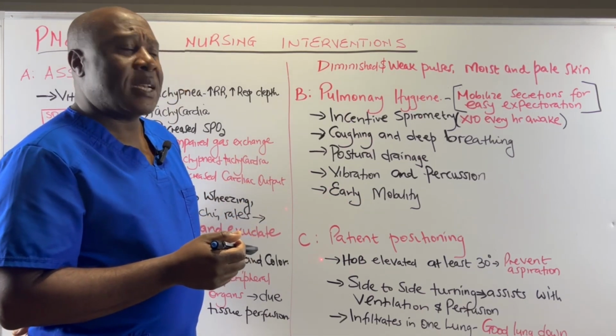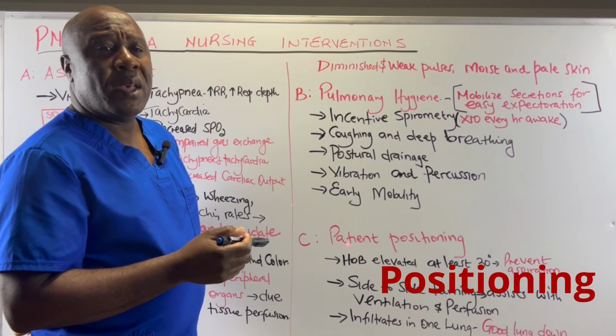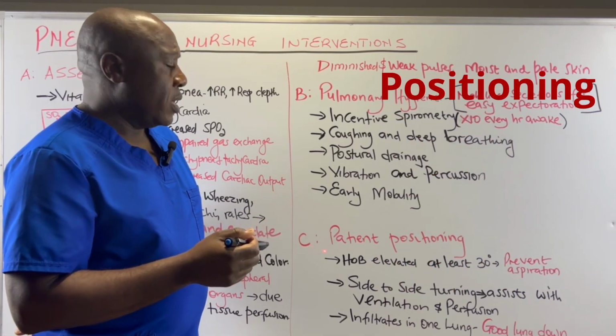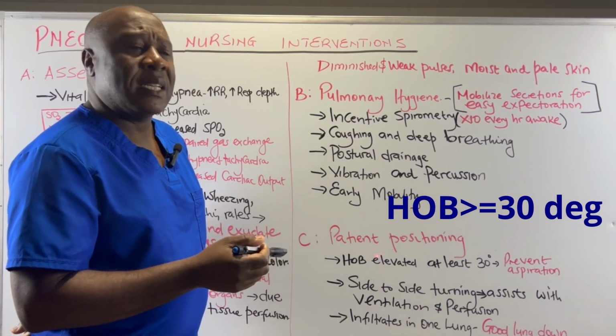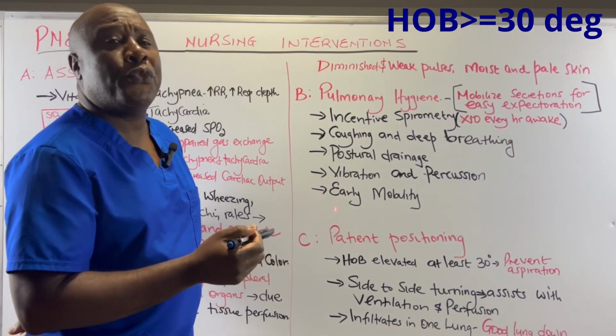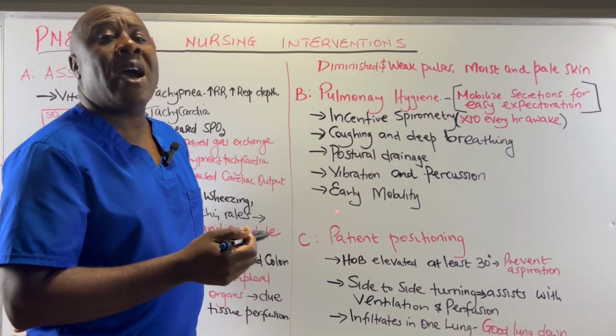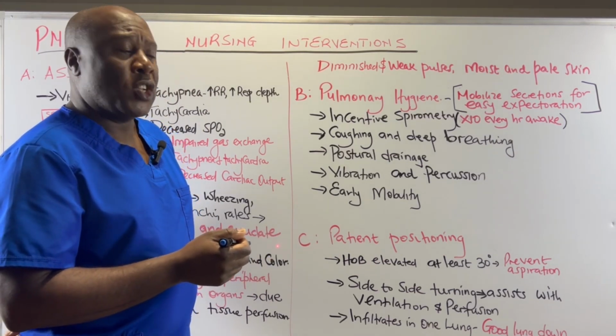Another thing that you do as a nurse is patient positioning. Help these patients to position. Number 1, make sure the head of bed is elevated at least 30 degrees. This prevents aspiration of food or a drink or any other objects into the respiratory tract.